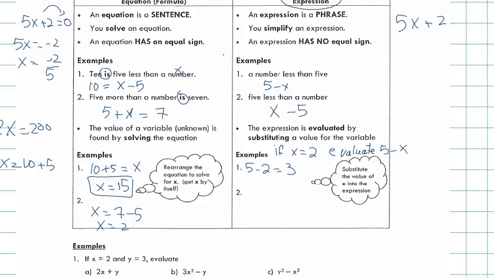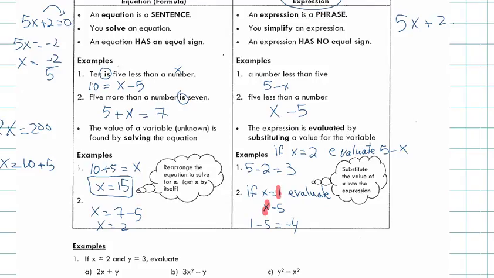If x equals 1, evaluate x minus 5. So you're going to replace x with 1. So it's going to be 1 minus 5, which is negative 4.